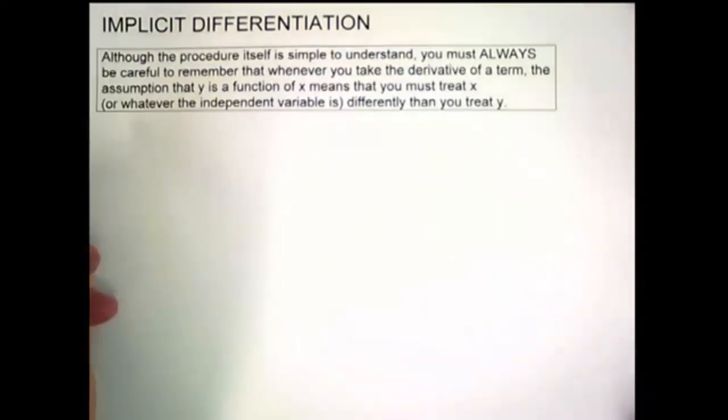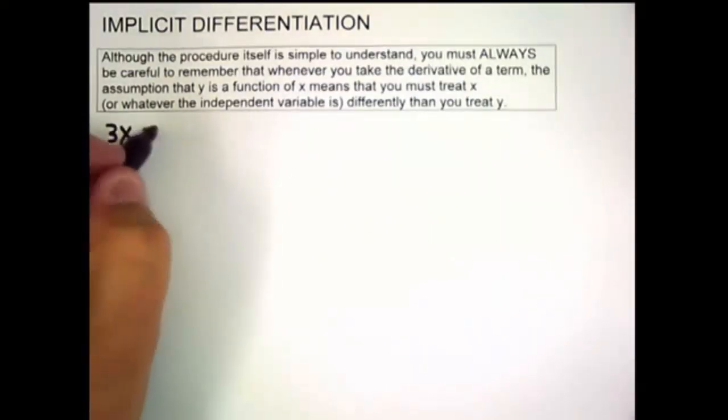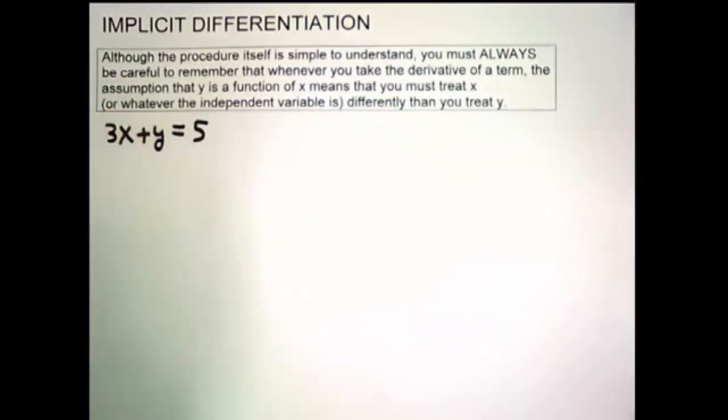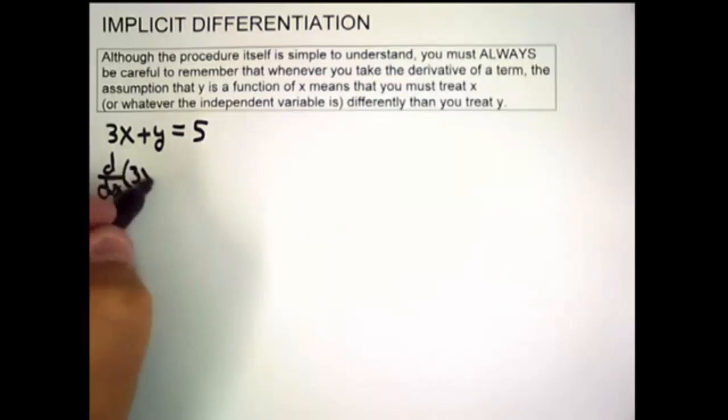Let's look at an example just to make that point. Suppose I have 3x plus y is equal to 5. According to our three-step process, we need to take the derivative of each term.